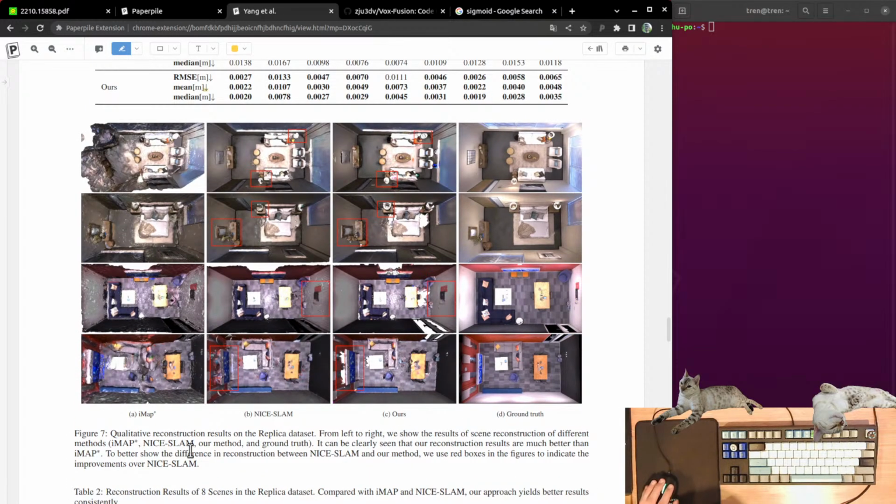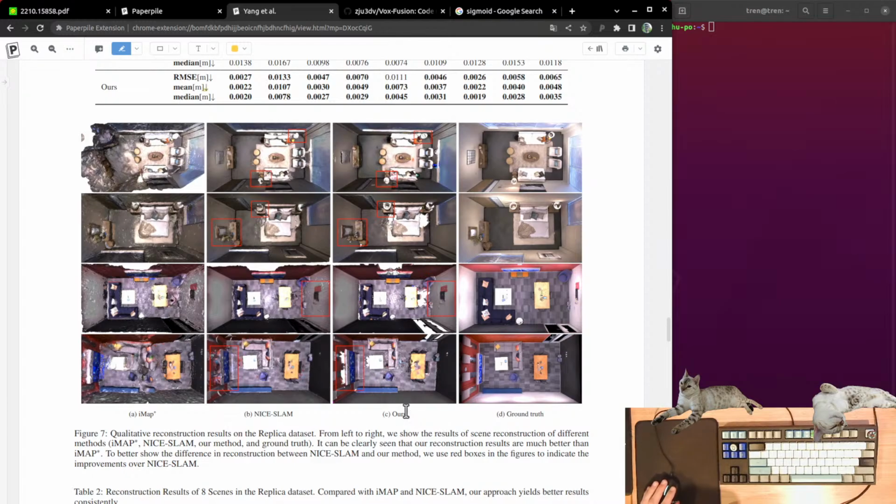But the numbers don't really mean anything because those metrics are hard to really think about. You're better off looking at these pictures and comparing. So here we have IMAP, NICE-SLAM, theirs, and then ground truth. Okay, we have here, for example, the bed. Our reconstruction results are much better than IMAP. It can be clearly seen. Okay, and then they put red boxes so you can really pay attention.